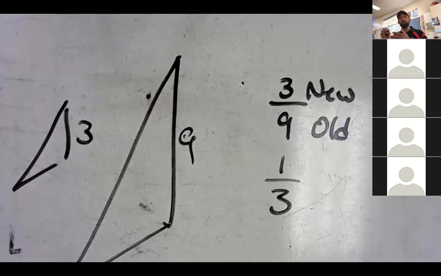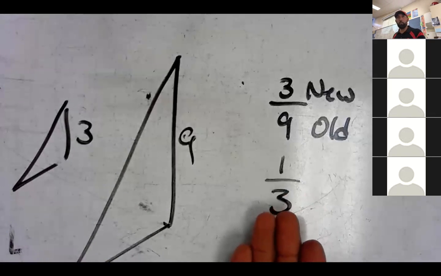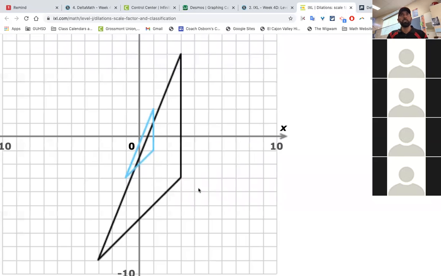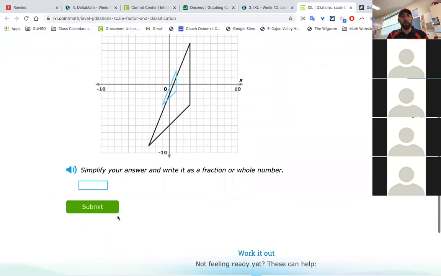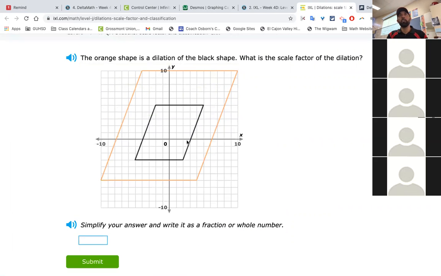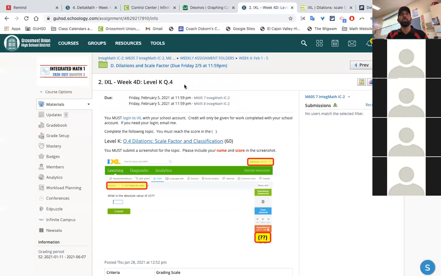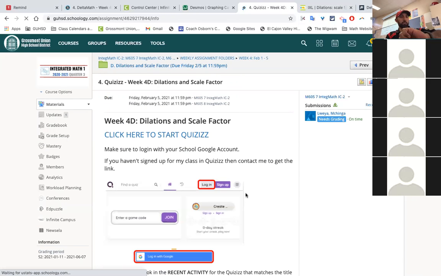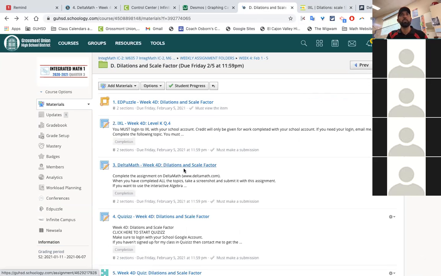Okay? So basically when you go from big to small, you're going to get a scale factor less than 1. If you're going from small to big, then you're going to get a number that's bigger than 1. Okay, so in this case, all you do is 1/3. So that's how you do those. Again, take a side that is either horizontal straight across or straight up and down. All right, so then going over here to Deltamath, it's the last one, actually, sorry. This is the last one we'll look at, not the quizzes.